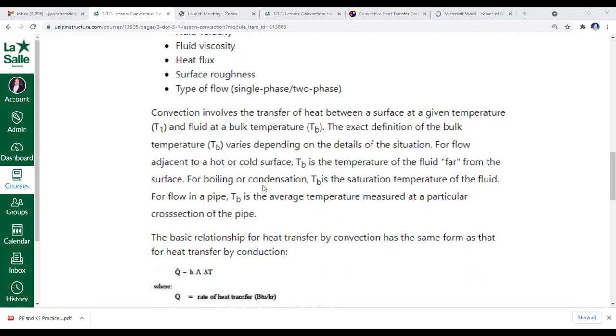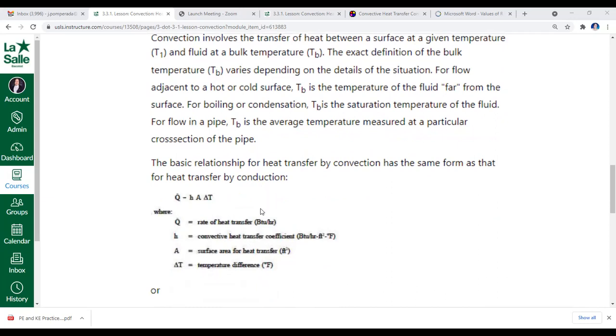Now, in this part of your Canvas, I already placed, although I've shared it in the PowerPoint, the formula for convective heat transfer, the basic fundamental formula for heat transfer by conduction or convection, which uses this time your heat transfer coefficient, specifically the convective heat transfer coefficient, the surface area for heat transfer, and the temperature difference. Now, the set of units indicated here are English units.